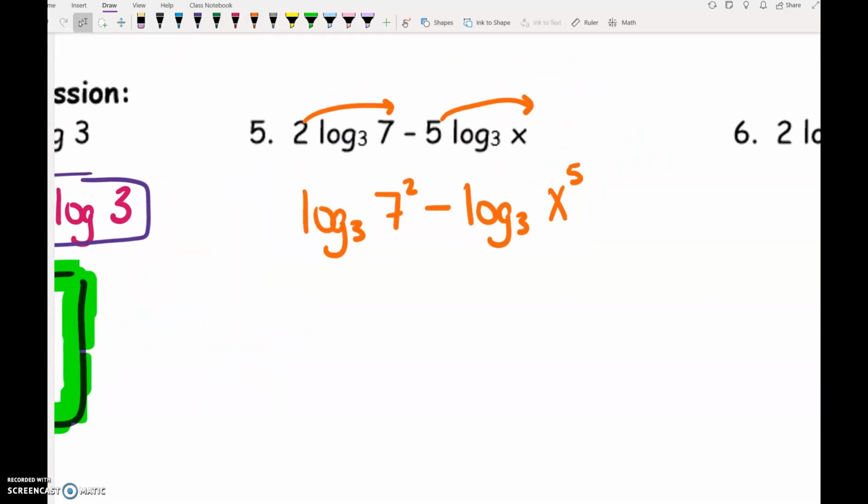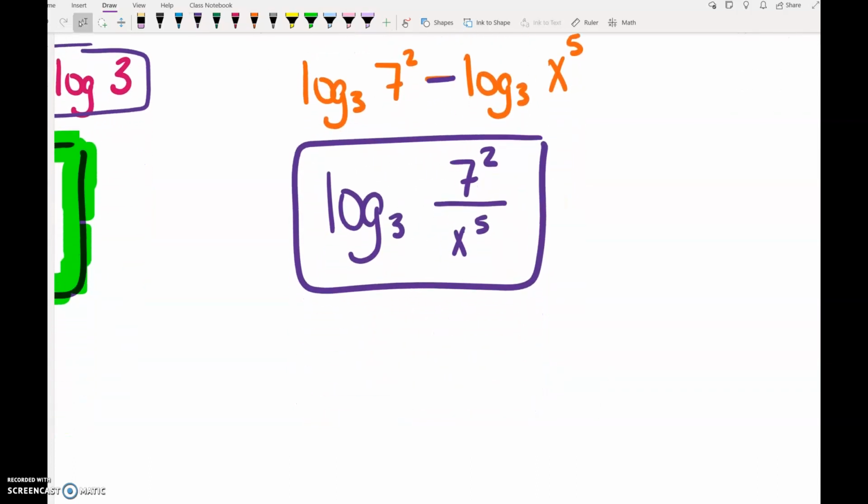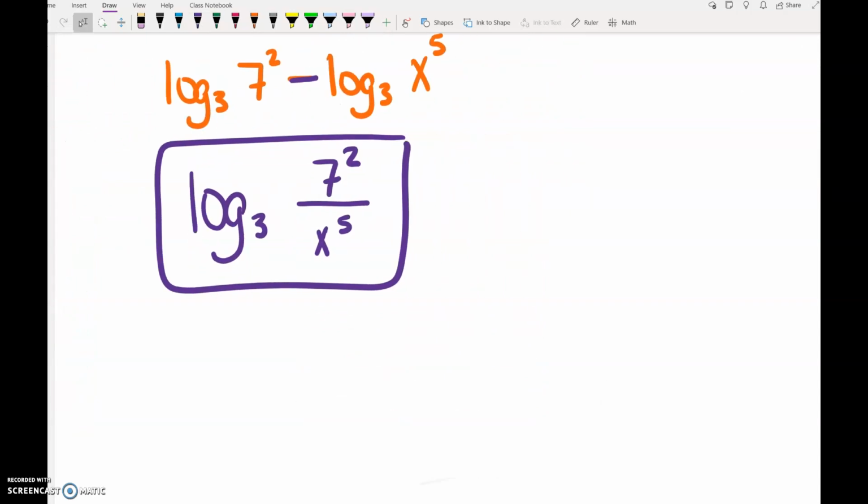Do you think you can finish that one on your own? Give it a try. Once you've moved the exponents back into their place, the x to the 5th is on the bottom because it has a minus in front. The 7 squared is on the top. So log base 3 of 7 squared over x to the 5th. If you wrote log base 3 of 49 over x to the 5th, that would also be correct.